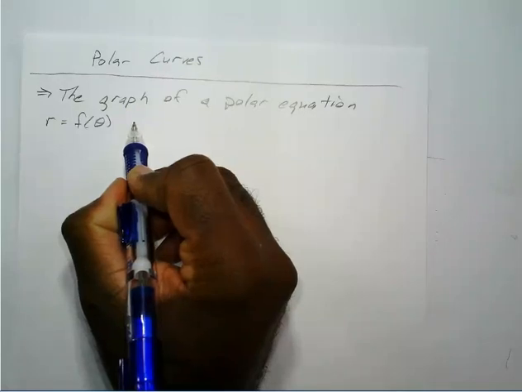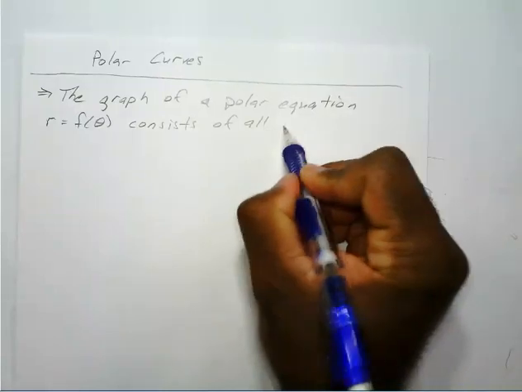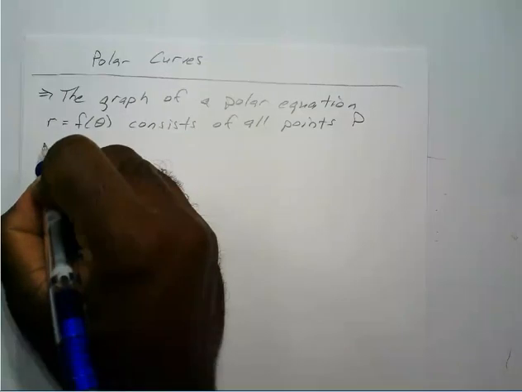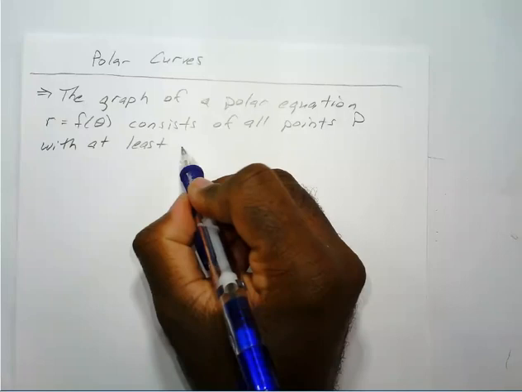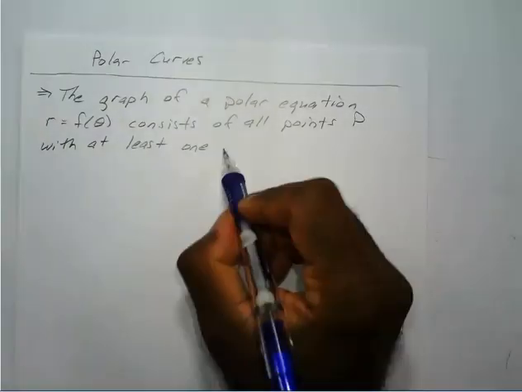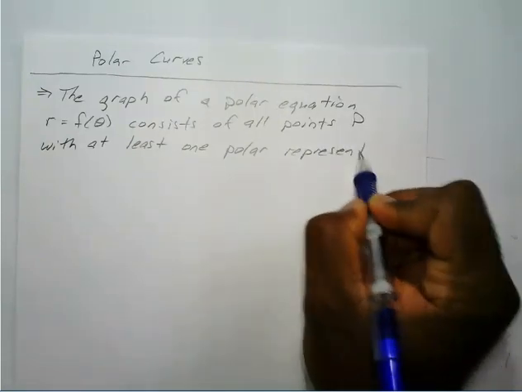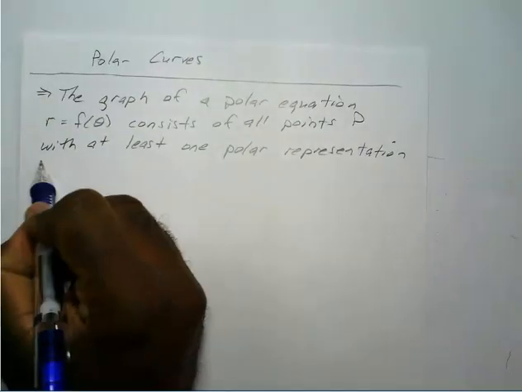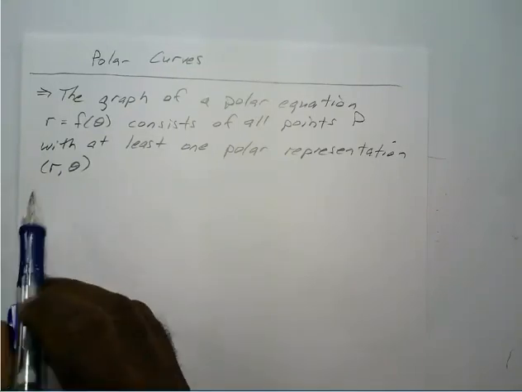So that function consists of all points that we call P with at least one polar representation, and we'll call that our r, theta. Okay, so let's give a quick example.